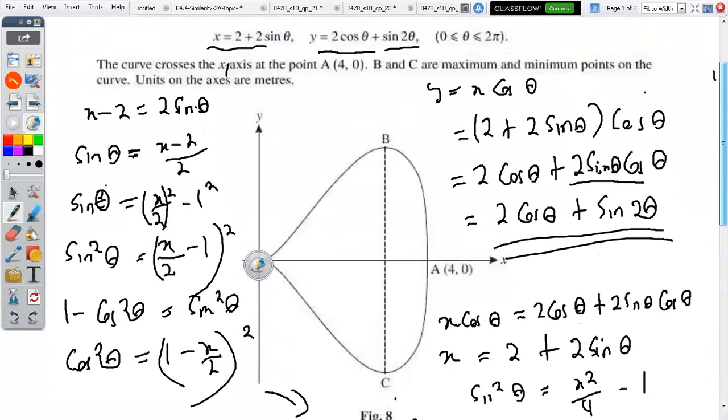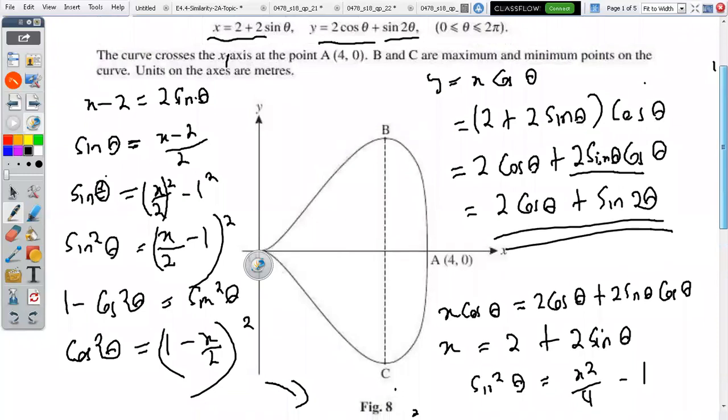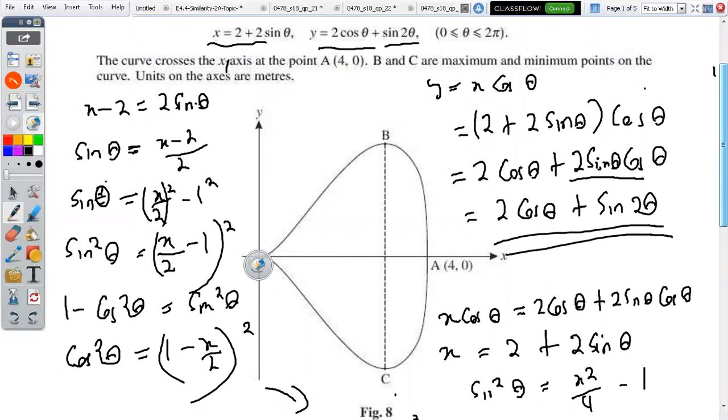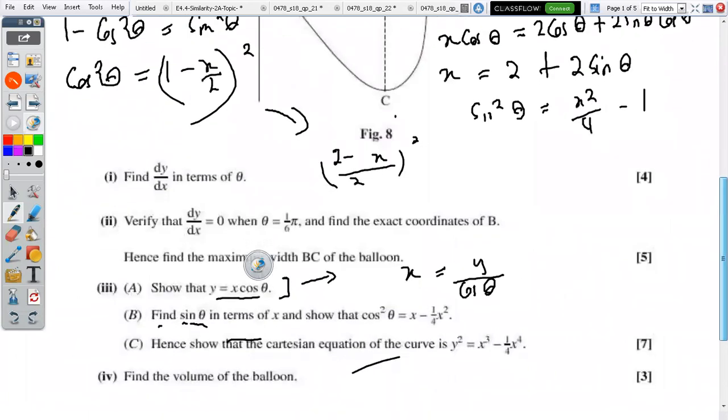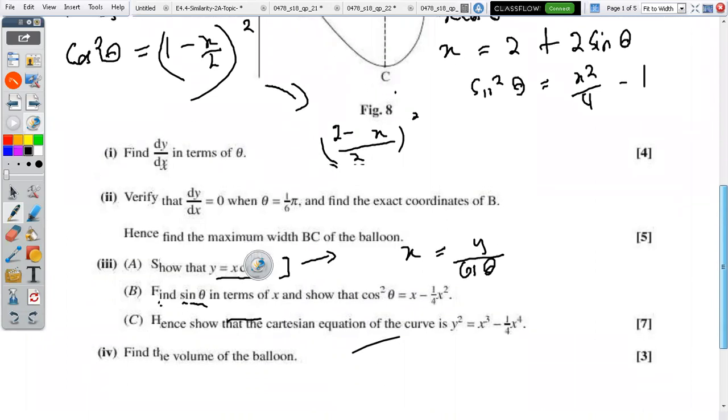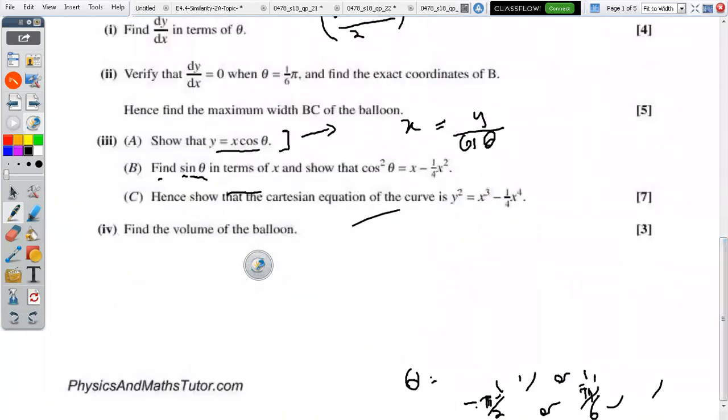I'm just wondering where the x is coming from. Unless I missed an x somewhere. X minus 2 divided by 2. Anyway, that's how we show it. I think we might have missed something small there.